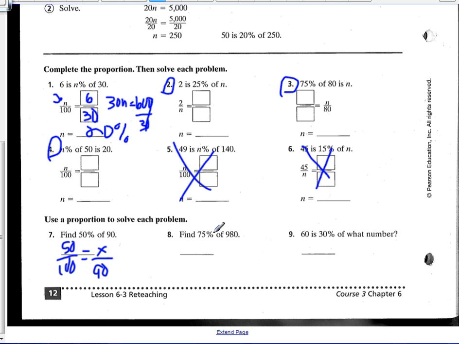Okay. All right, what about number 8? It is very similar to number 7, so same sort of idea. 75 over 100 equals x over 980. And then this last one, we have 60 is 30% of what number? So we know our percent, we're trying to figure out 30 over 100. And then we know that 60 is my part, so I can do 60 over x.